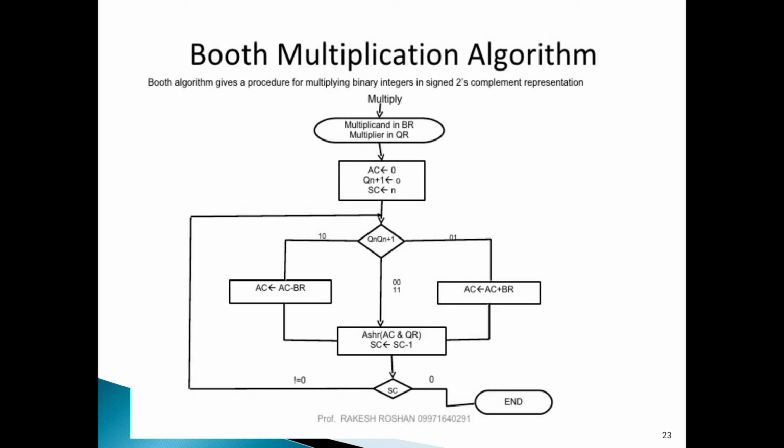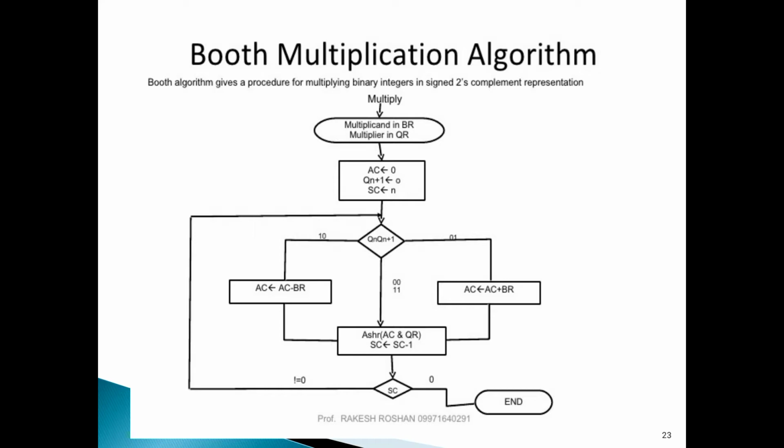For example, if you are taking the two operands -5 into -6, here -5 is the multiplicand and -6 is the multiplier. So -5 is stored in the BR register and -6 is stored in the QR register, that is, the multiplicand and multiplier.